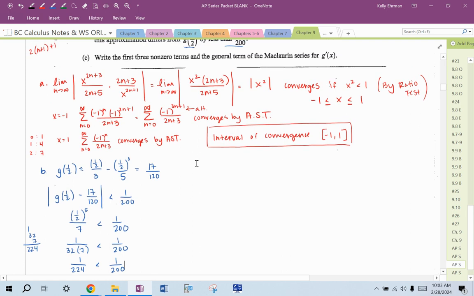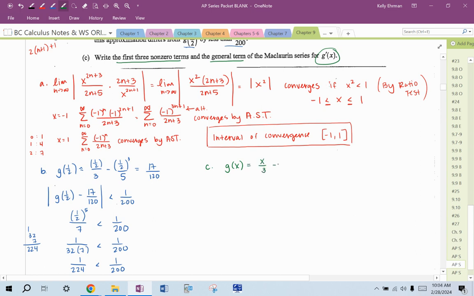All right, and part C, write the first three non-zero terms and the general term of the Maclaurin series for g prime. So again, I did this in problem 1. Anytime I have to write out the first however many terms and the general term for g prime or the integral of g of x, I always start with g of x. So just start with g of x so you have something to look at. They already gave us these terms. It was at the top of the page.